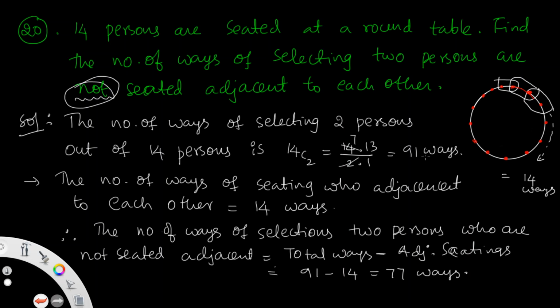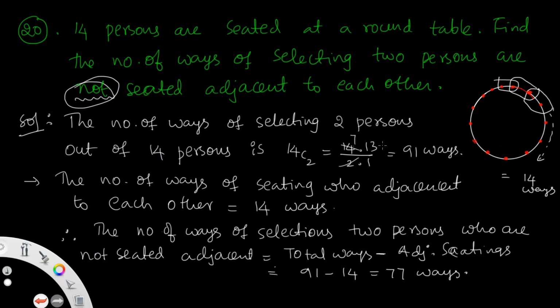Suppose you take 3 persons at a circular table: P1 P2, P2 P3 and P3 P1. Then you get 3 ways. If 4 persons are there, you get 4 ways. If 5 persons are there, by checking that simple logic, you get 5 ways only. In a similar way, if 14 people are seated at the round table, adjacent to each other means you get 14 ways.